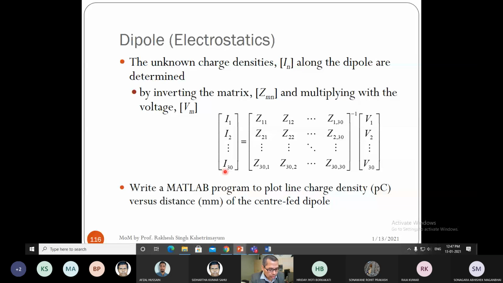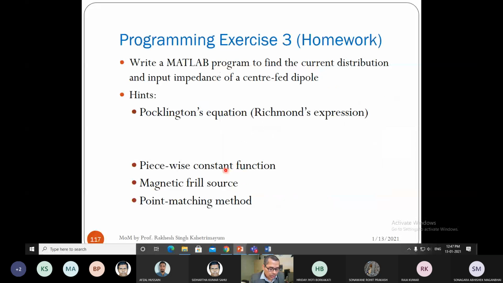In the offline classes, the students would write this program on a piece of paper and show it to me, and they could even bring their own system and write and run it and see. But now that's not possible, so I have discussed it. It's a very simple program. So this is the next assignment, programming exercise 3. I've already got programming exercise 1 from many of the students. Those who have not submitted, try to submit it today.